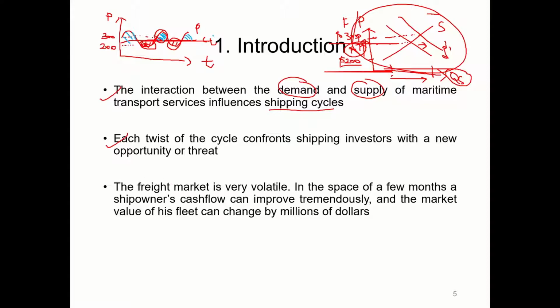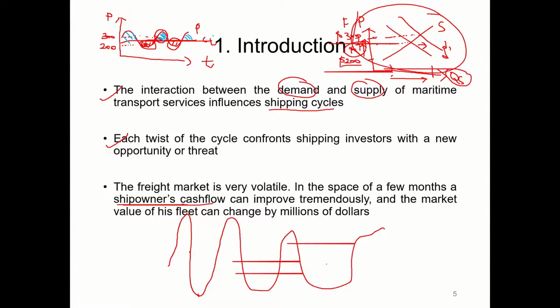The shipping market is very volatile. In a space of a few months, a ship owner's cash flow can improve tremendously, and the market value of his fleet can change by millions of dollars. So we are saying that this shipping cycle is very volatile. So it could go up really quickly and go down very quickly as well the next day, for example. Okay, so we say that the shipping cycle is very volatile.